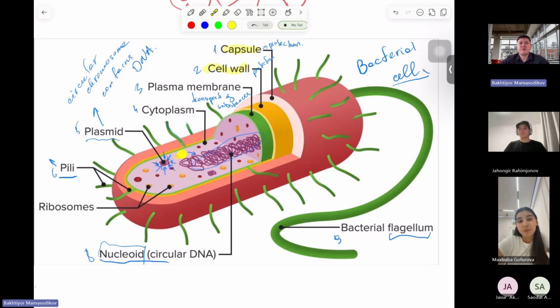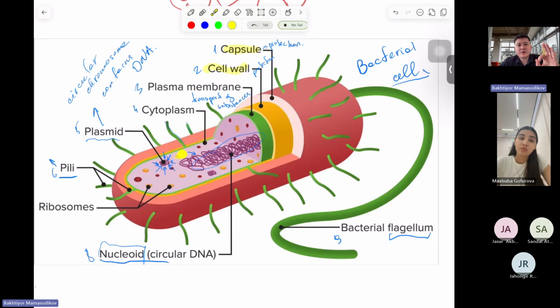For example, have you ever heard when you give a patient the antibiotic, it's not working? You're giving the antibiotic to the patient and it's not working because of the antibiotic resistance. So the bacteria contains the genes which make it resistant to antibiotics. So they contain those genes in the plasmids.